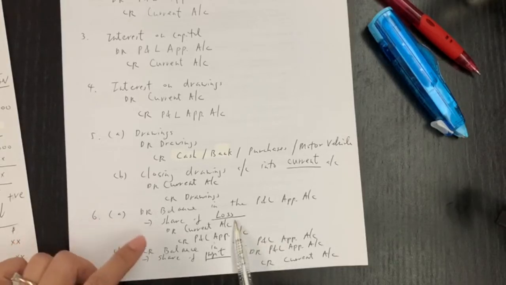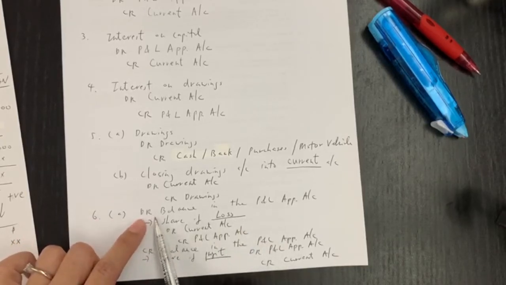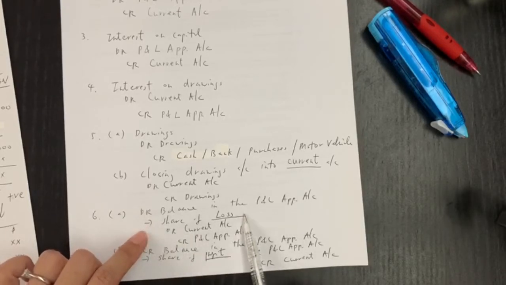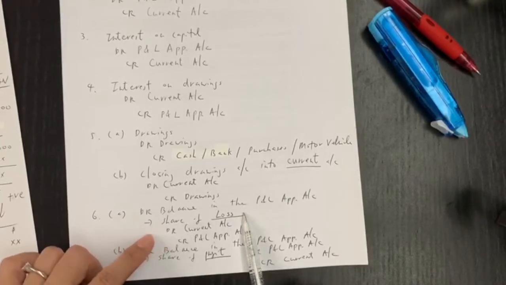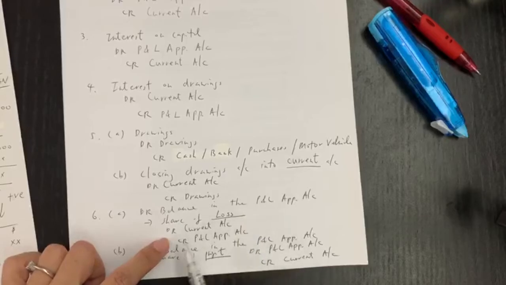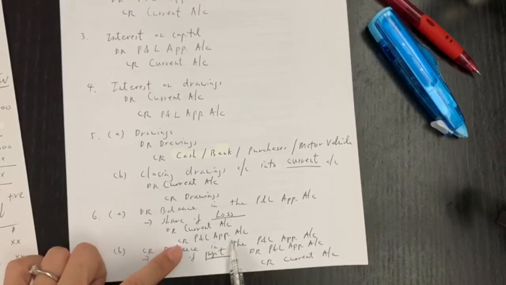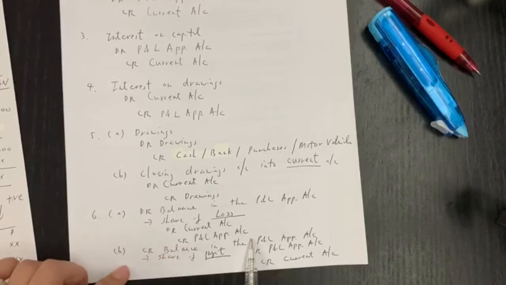Okay, and finally, we may have share of loss and share of profits. All right, same as before. If we have a debit balance in the profit and loss account, and debit balance means debit side bigger, right? And debit side is a negative thing. So when we have negative thing bigger than positive thing, we have share of loss. So for this share of loss, it is not a good thing to the partners. So therefore we debit current account. Why current? Again, we want capital to be fixed. And credit profit and loss appropriation account in order to close the profit and loss appropriation account. Okay?